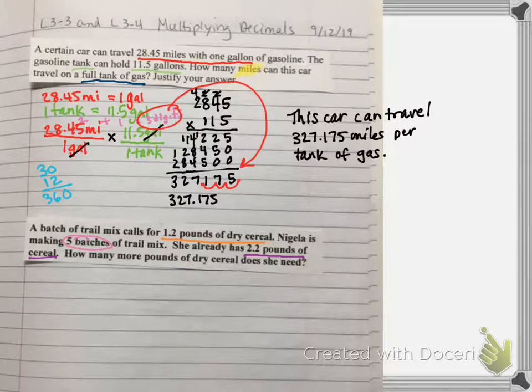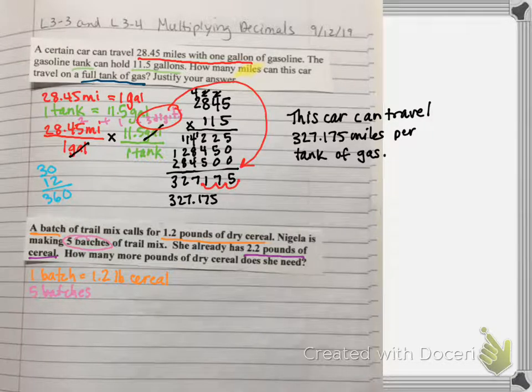So now also with the beginning, it's dealing with a batch. So we have 1 batch, and that's going to be equal, we need 1.2 pounds of cereal for her trail mix. We've got a fact that she wants to do 5 batches, okay? So let's write that down, 5 batches.